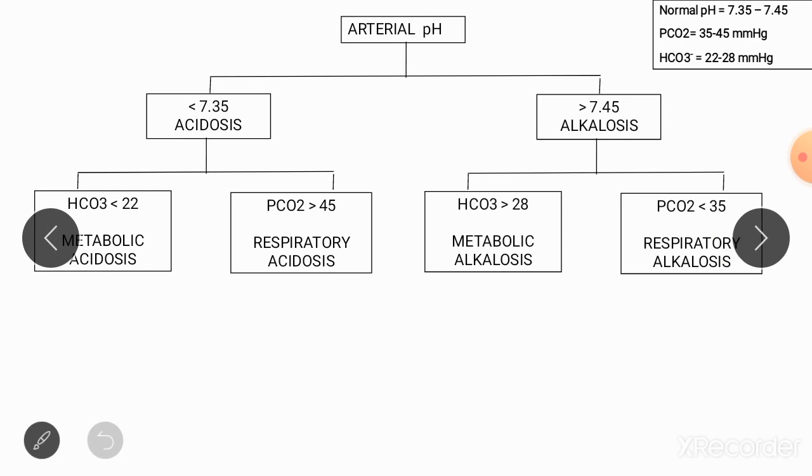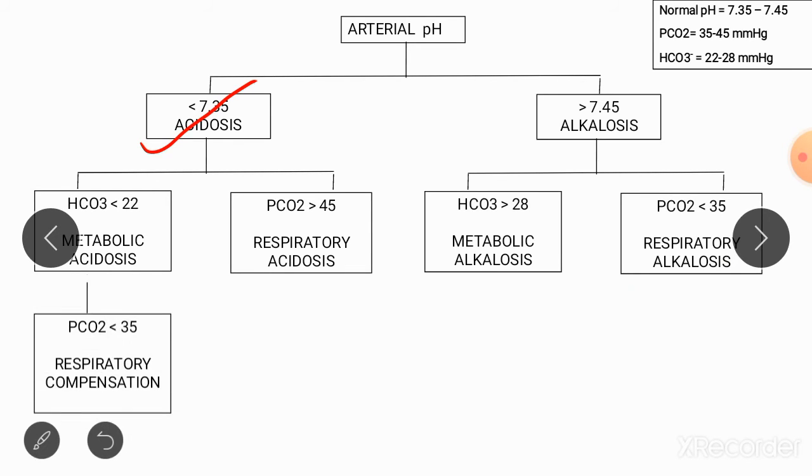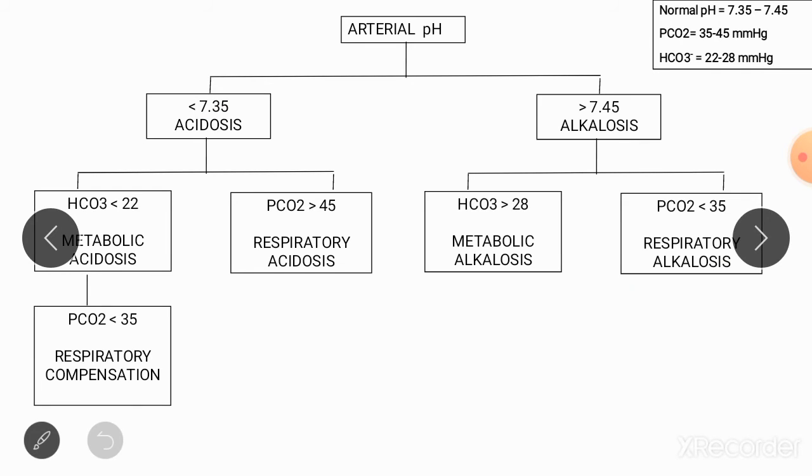So let us look at all of the scenarios one by one and how to see if they are compensated or not. So first let us look at metabolic acidosis. In metabolic acidosis you will have pH less than 7.35 and you will have a bicarb concentration less than 22 milliequivalents per liter, and when the problem lies with the kidneys, the compensation is being done by the lungs.